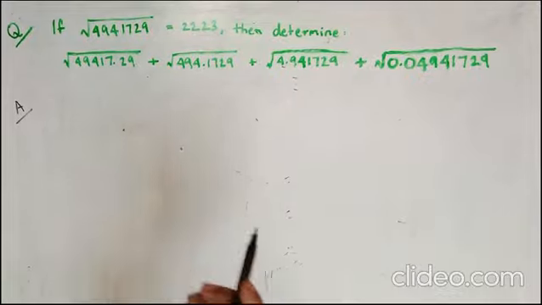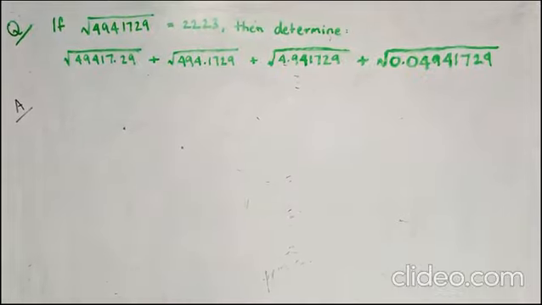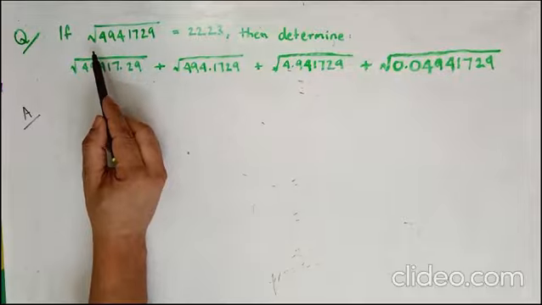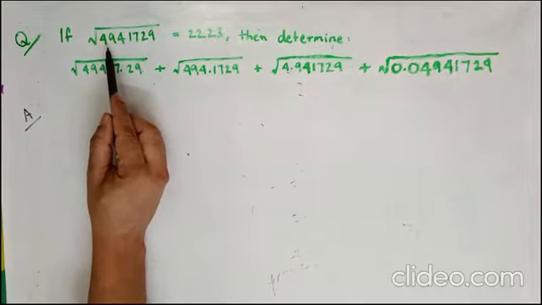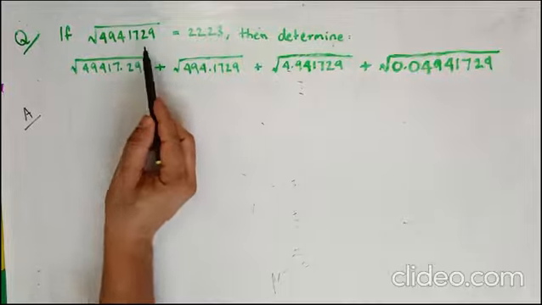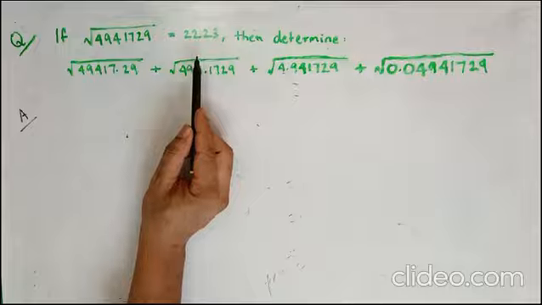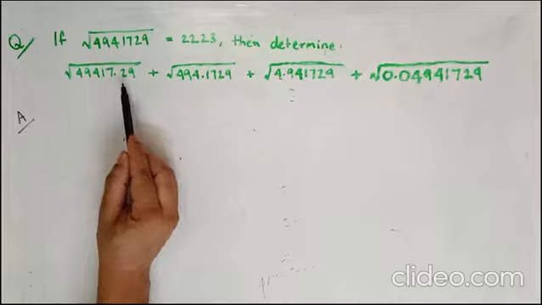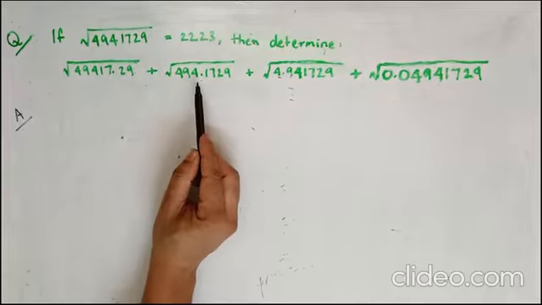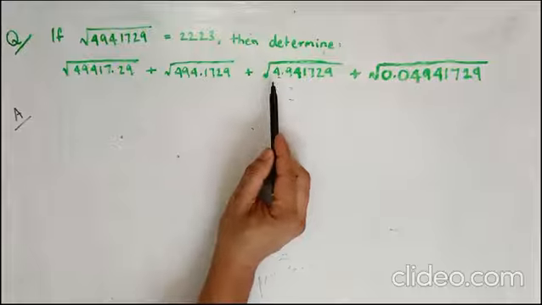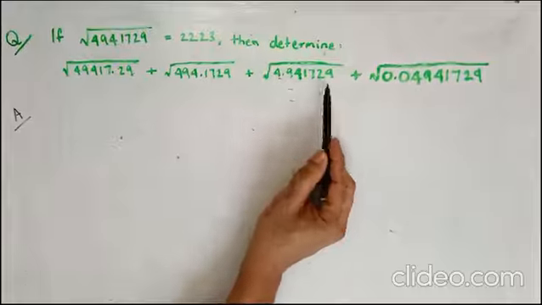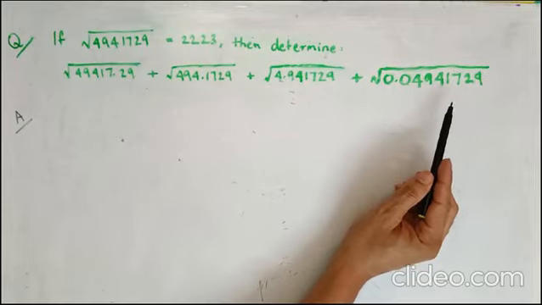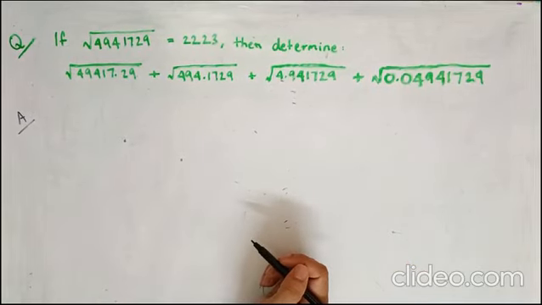Now, this looks like a very complex square root problem, right? Let's see this question. If the square root of 4941729 equals 2223, then determine the square root of 49417.29 plus the square root of 494.1729 plus the square root of 4.941729 plus the square root of 0.04941729. Now, when we see this, it looks quite difficult.